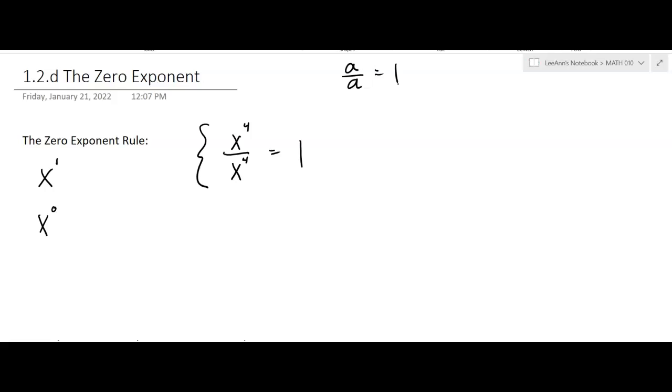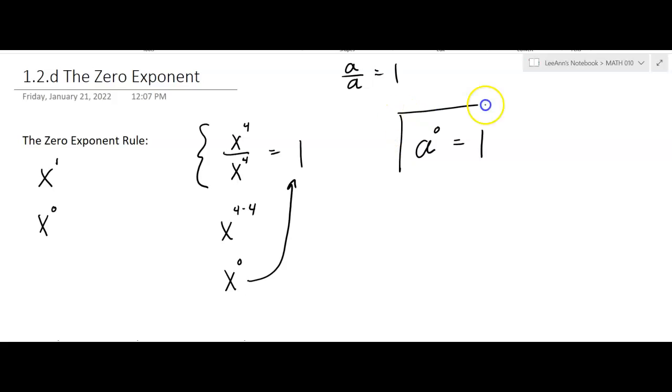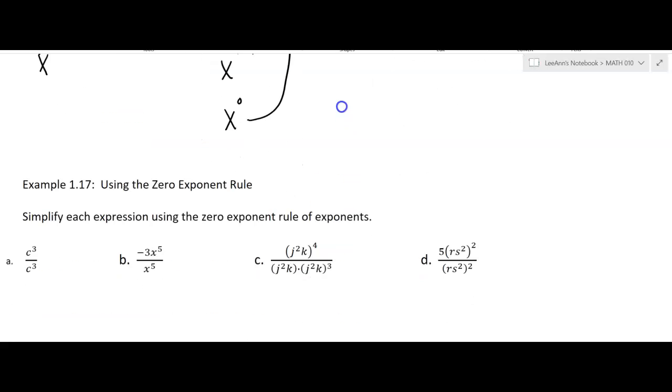But the rules of exponents say, wait a minute, what if I used my quotient rule and I subtracted? I'd have x to the 4 minus 4, or x to the 0 power. So by definition, x to the 0 power has to equal 1. If I have some base to the power of 0, that equals 1. That's the rule, and we'll give you some examples and hopefully answer any questions you might have. But if you have a base to a power of 0, that just equals 1.